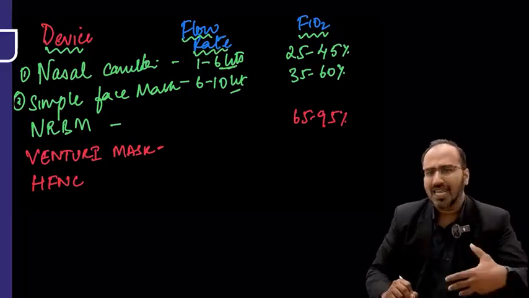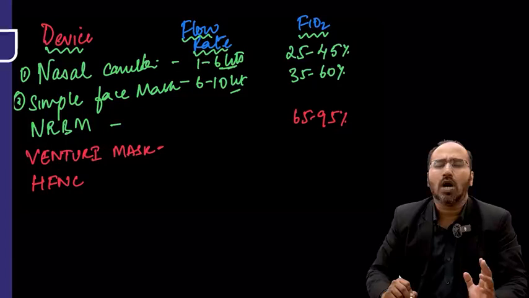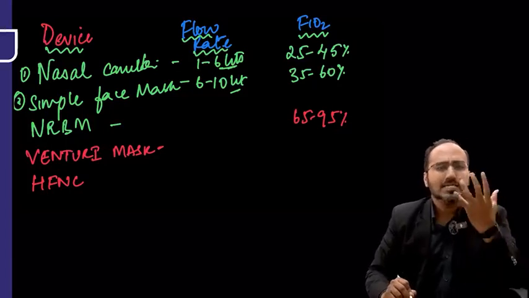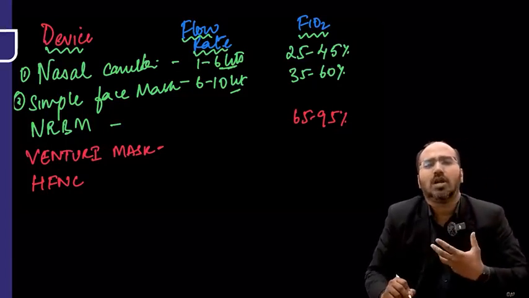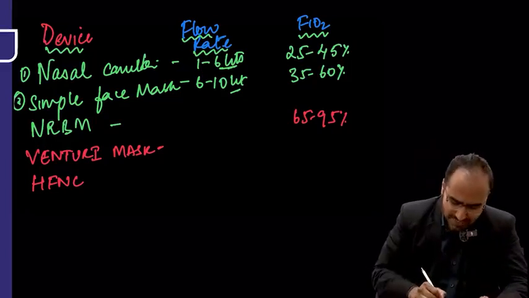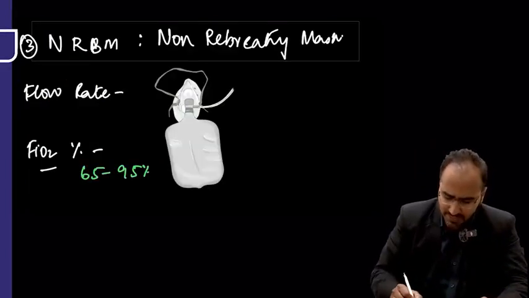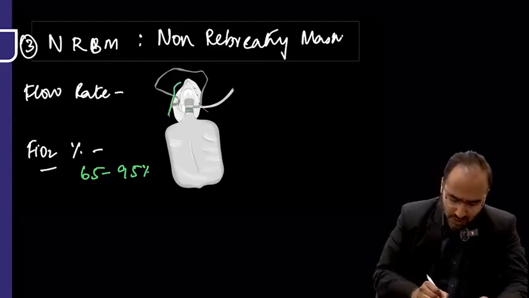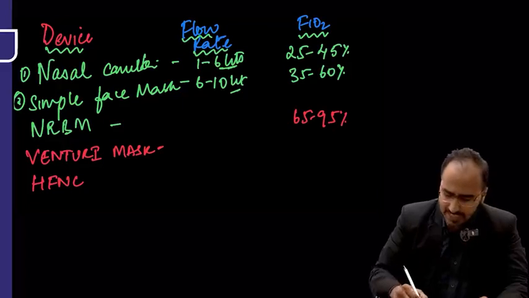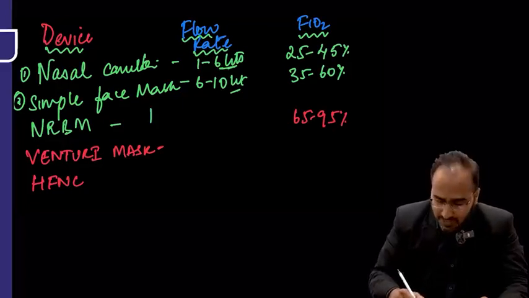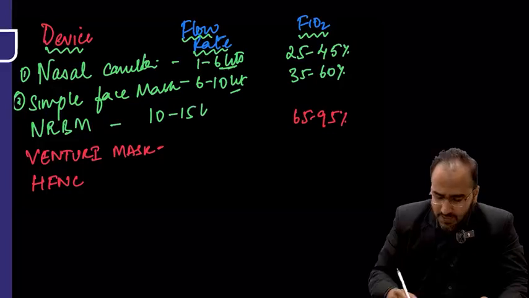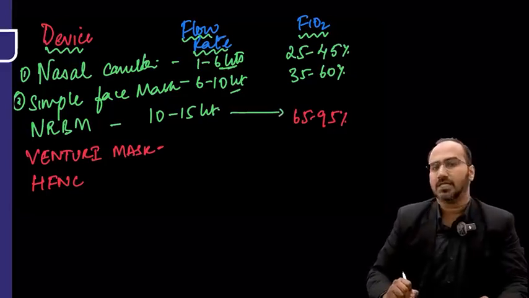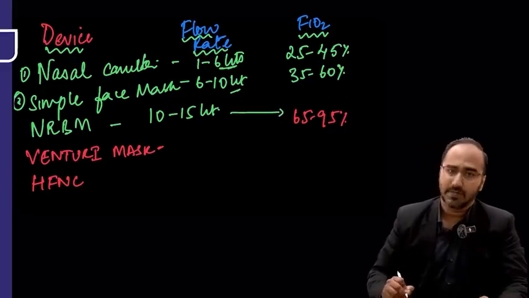Right? Now, still he is not improving. Then we go for a non-rebreathing mask. That is, a simple face mask connected to a non-rebreathing bag is called NRBM. This is the NRBM, guys. This is the non-rebreathing bag. A simple face mask connected to a non-rebreathing bag. Okay? With this, how much oxygen can you deliver, guys? 10 to 15 liters of oxygen can be delivered, and you can achieve an FiO2 of how much? 65 to 95%.